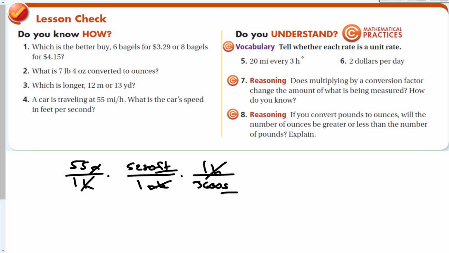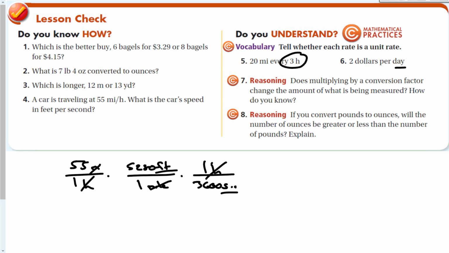Not a unit rate, because that's not 1. That is a unit rate per 1 day. So that is a unit rate. Does multiplying by a conversion factor change the amount of what's being measured? No, because all of our conversion factors are always 1. That 1 hour is the same as that 3,600 seconds. That's the point of these things, is that you always are multiplying by 1.